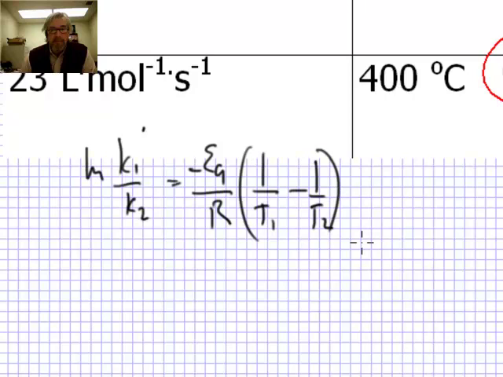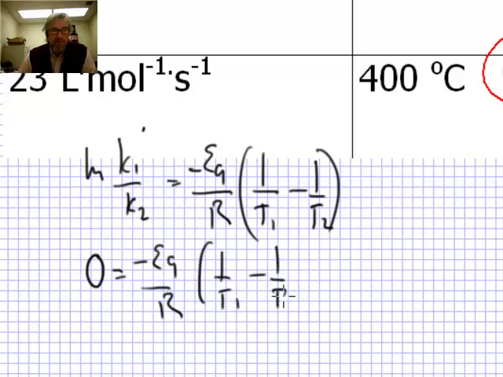Now, if I just subtract natural log of K1 over K2 from both sides, I have it in that 0 form. So 0 equals minus Ea over R times 1 over T1 minus 1 over T2, minus the natural log of K1 over K2.